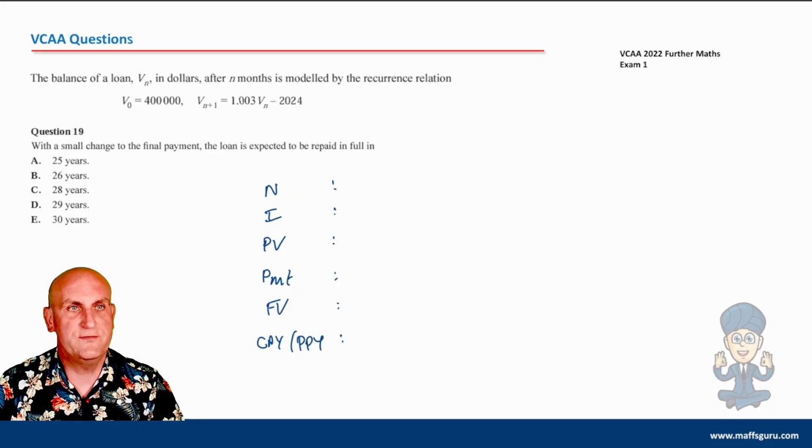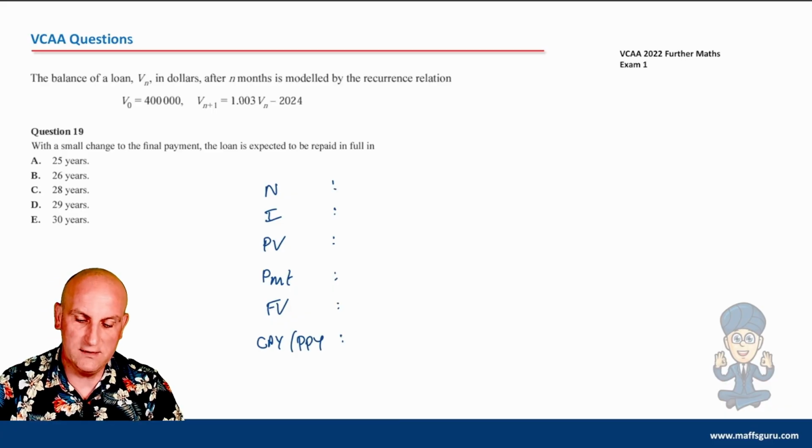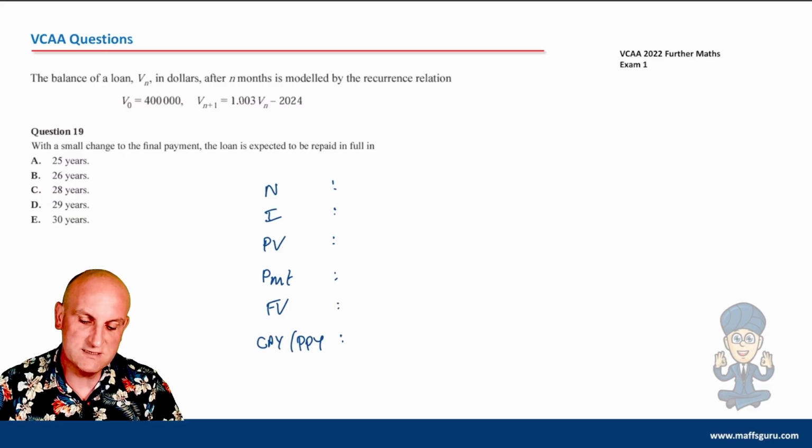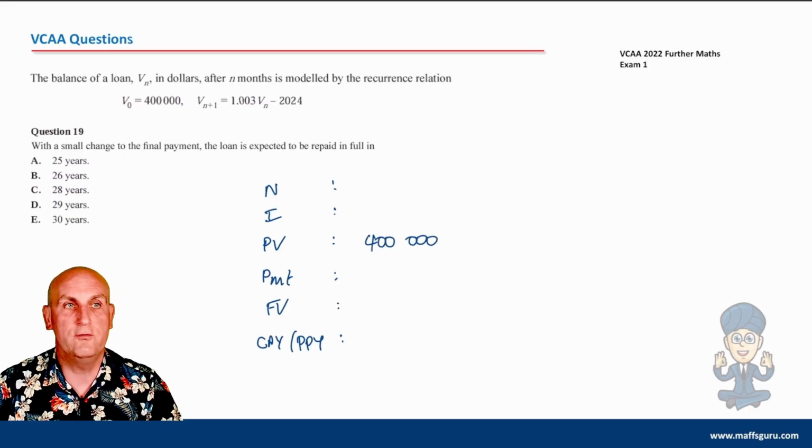Right, so first things first, do I know my principal value? So let's do my principal value. Well, yes, that's my initial value. What is it? A balance of a loan. So in that situation, money's been given to me. That would be my $400,000. Good. What else do I know?